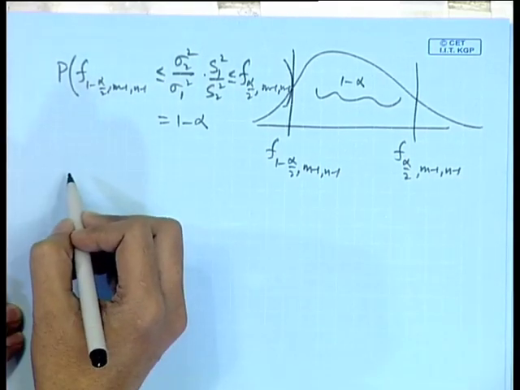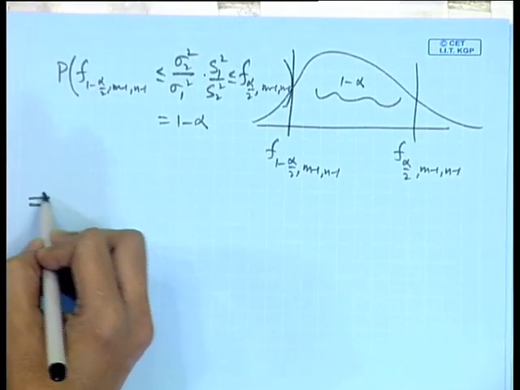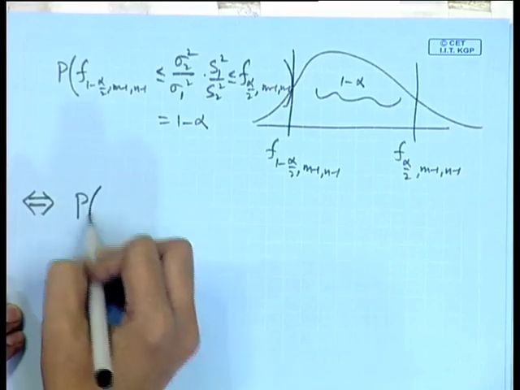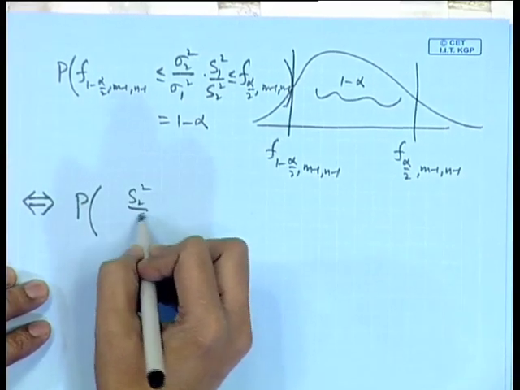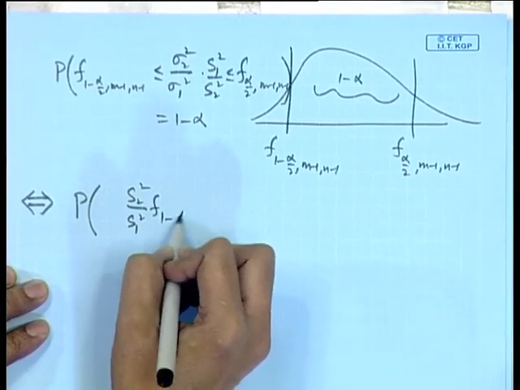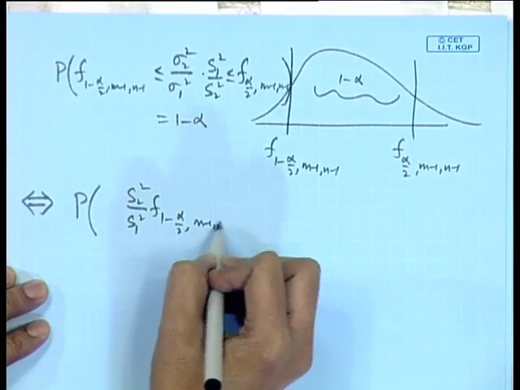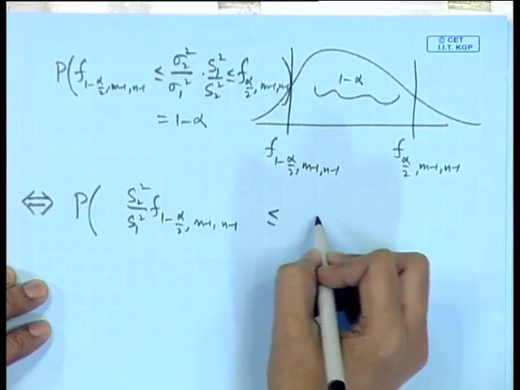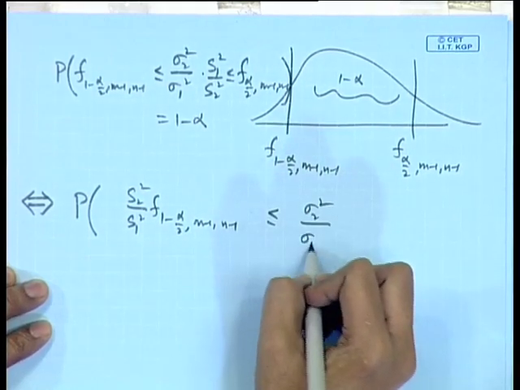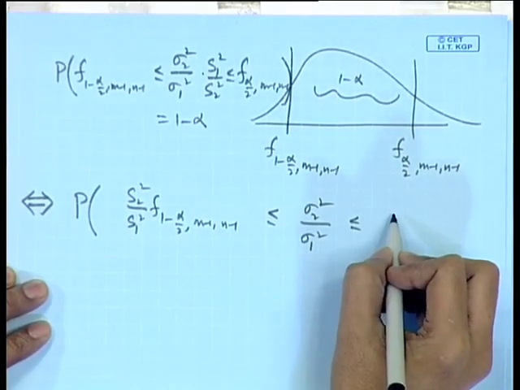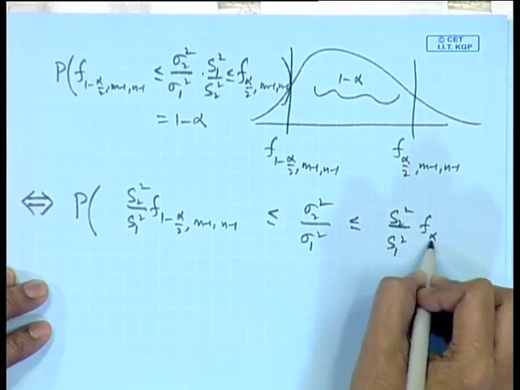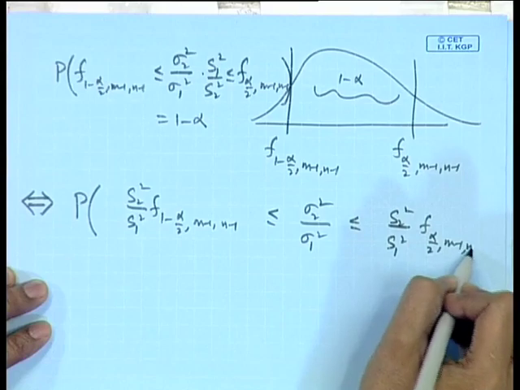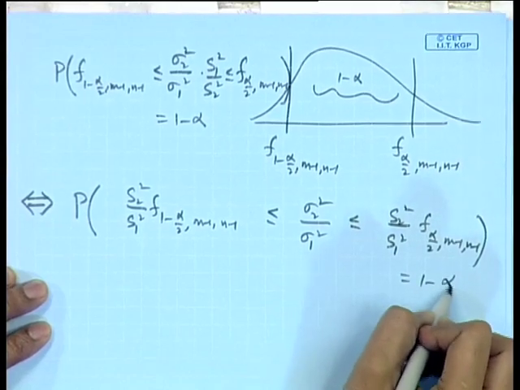So, we make use of this and adjust the coefficients as probability that S 2 square by S 1 square f 1 minus alpha by 2 m minus 1 n minus 1 less than or equal to sigma 2 square by sigma 1 square less than or equal to S 2 square by S 1 square f alpha by 2 m minus 1 n minus 1, that is equal to 1 minus alpha.